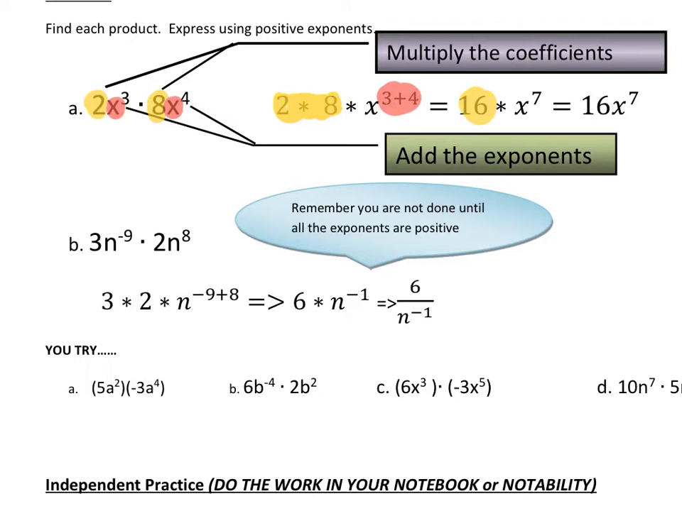Two times 8 is 16. 3, my base is x. I'm going to add my exponents. 3 plus 4 gives me 7. And then I can mash it all together and get 16x to the 7th.